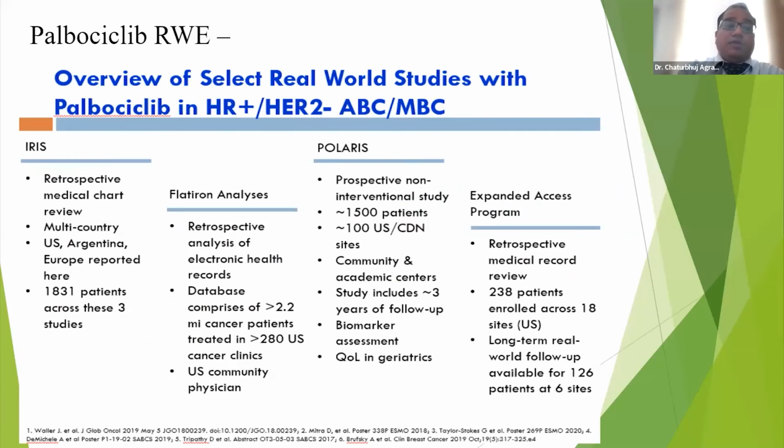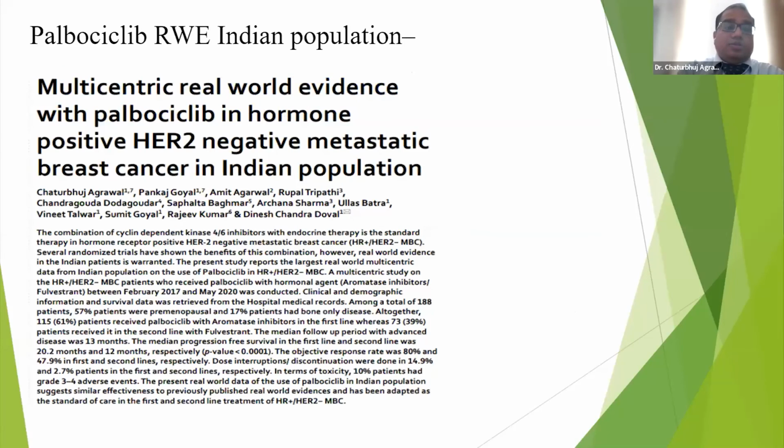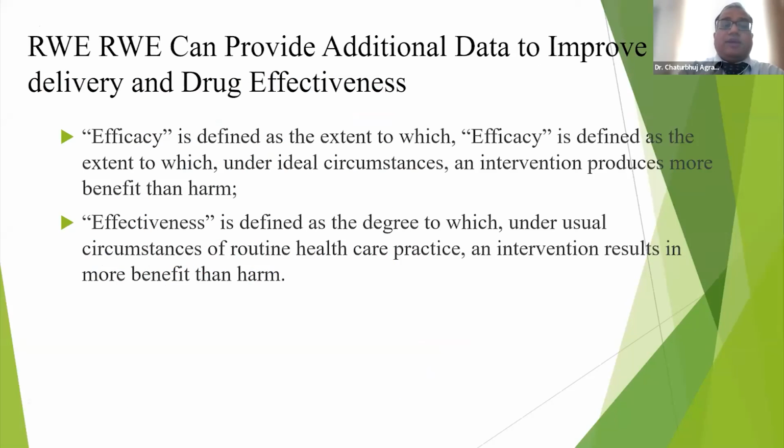But when we come to real world evidence across the US and European nations, we have IRIS, Flatiron, Polaris, and the expanded access program. And similarly in India, we got the opportunity to publish our data, a multicentric real world evidence of Palbociclib. This was from 2 apex centers of India, combining Rajiv Gandhi and BLK. We found that our patient population was very, very heterogeneous. In fact, the eldest patient in our population was 89 years old, which was missing in the Paloma 2 and Paloma 3 data.